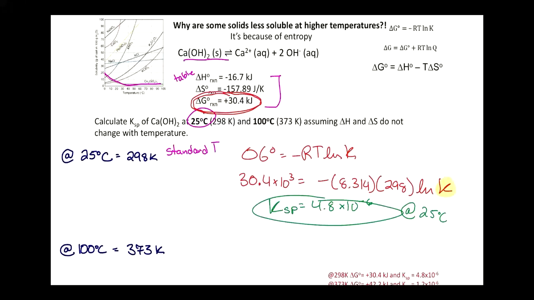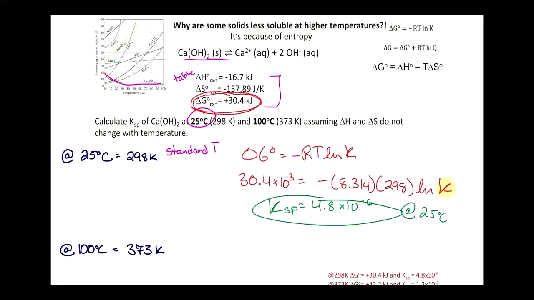So now let's look at the follow-up question. Now I'm asking you, what is the Ksp at 100 degrees Celsius? Is that at standard temperature? 100 degrees Celsius is not. Am I allowed to use this number? I am not. Delta G is a different number at 100 degrees Celsius.